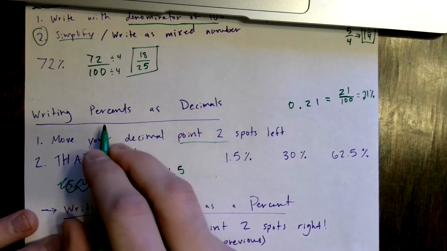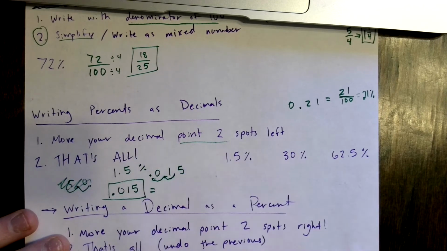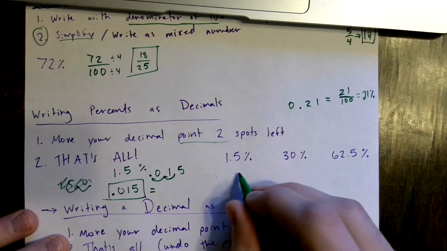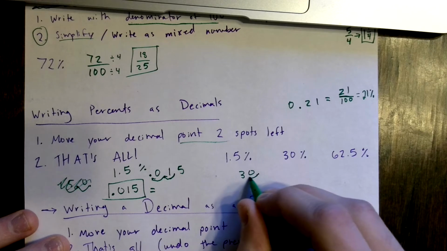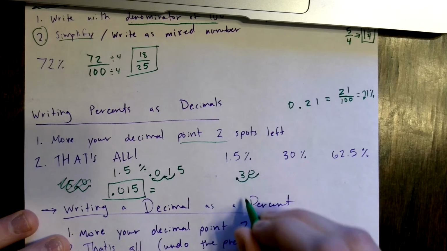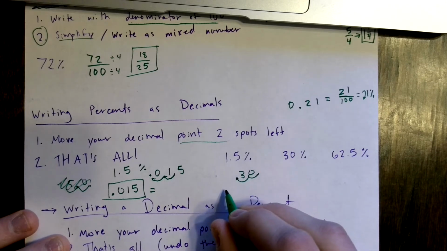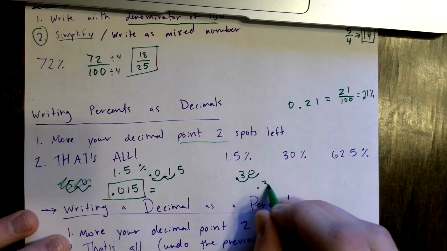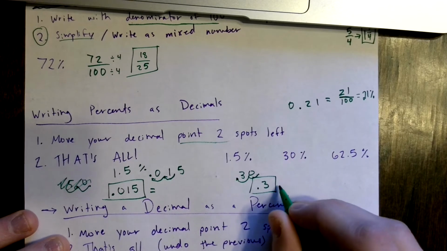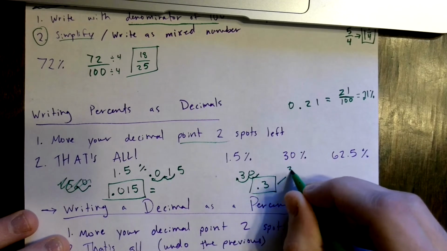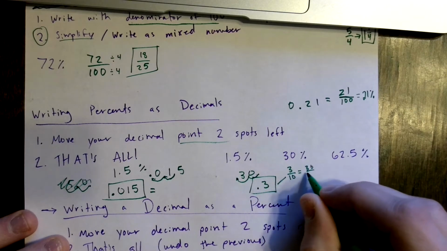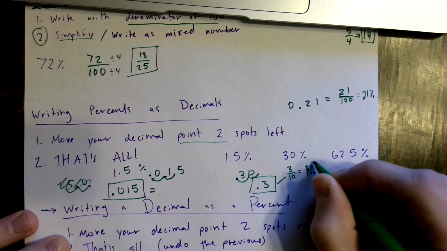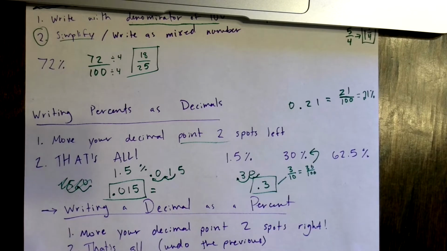So basically your two steps there are just to move your decimal point 2 spots to the left. Let's try again with 30 here. We got 30%. Our decimal point is currently right here. We're going to move that once, move that twice to right here. And that gives us a decimal of 0.3. We could read that aloud as 3/10, which is the same as 30/100, which makes sense to why that is 30%.